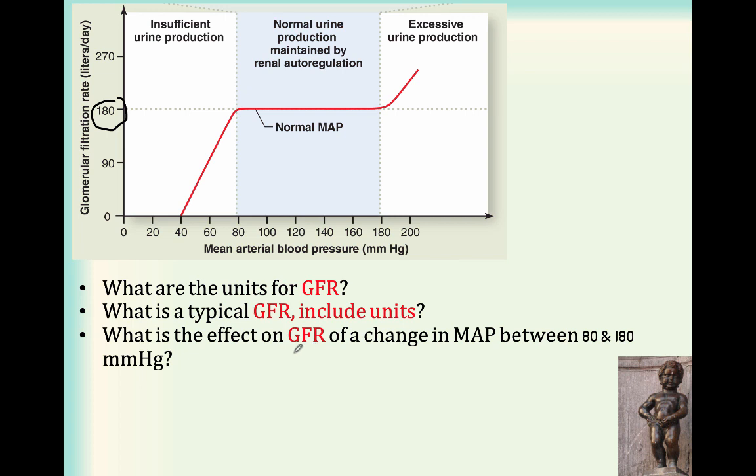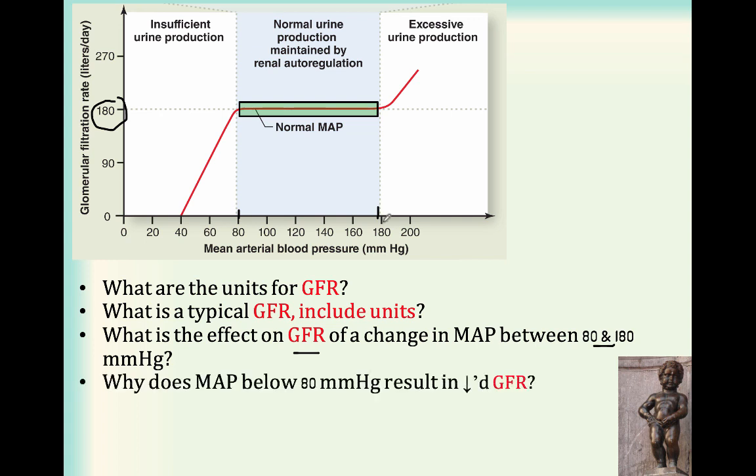What is the effect on glomerular filtration rate of a change in mean arterial pressure between 80 and 180? And you say nothing. When you look at that, you can see that the body is pretty darn good at maintaining the glomerular filtration rate pretty constant between a very wide range of mean arterial pressures. Mean arterial pressure of 80 is very low, 180 is very high. For you guys, that means that you're doing some pretty intense exercise as you do that. Well, why is it that an MAP below 80 millimeters of mercury results in a decreased glomerular filtration rate?